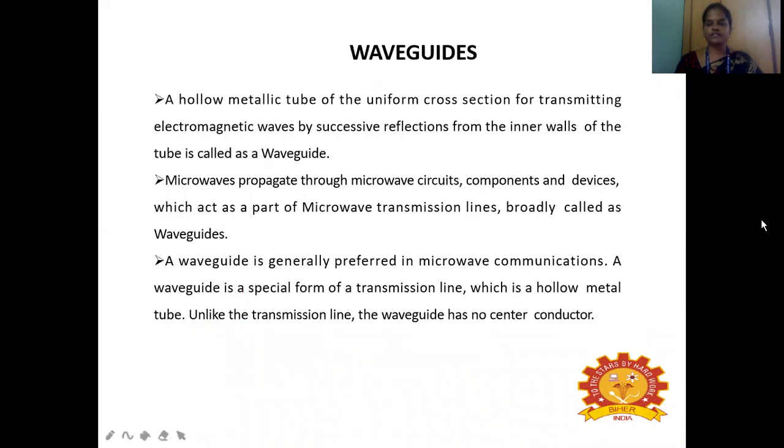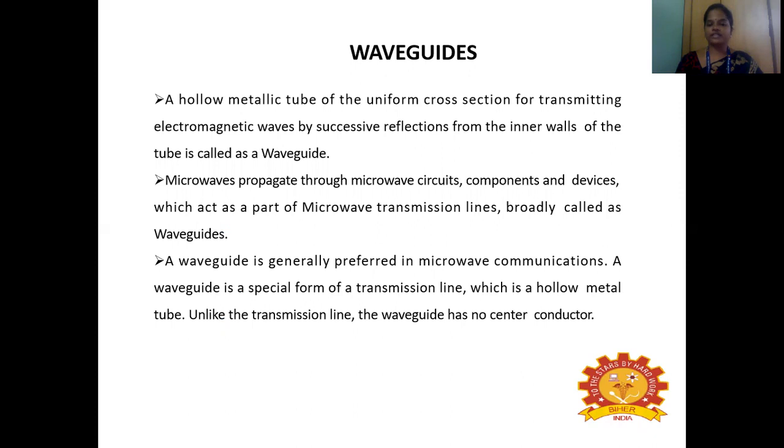First, we will discuss what is meant by a waveguide. A waveguide is a hollow metallic tube which has a uniform cross-sectional area. It is meant for transmitting electromagnetic waves by successive reflections from the inner walls of the tube. Microwaves propagate through microwave circuits, components and devices. This acts as a part of the microwave transmission line, which is broadly called waveguides.